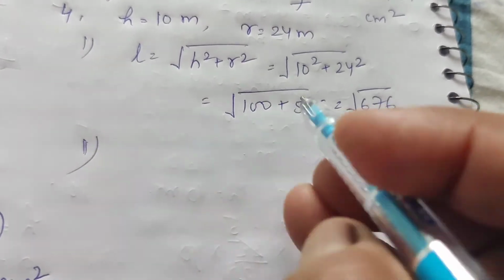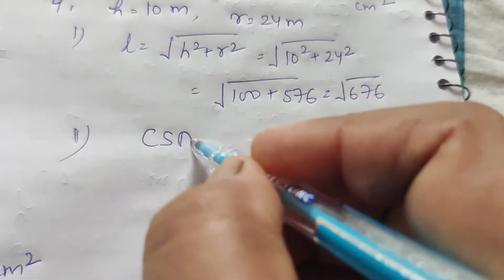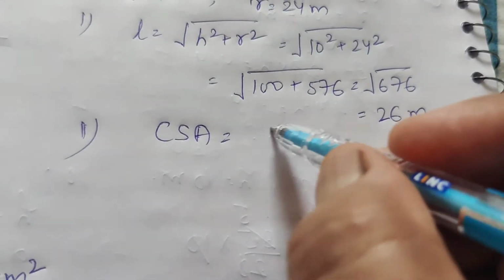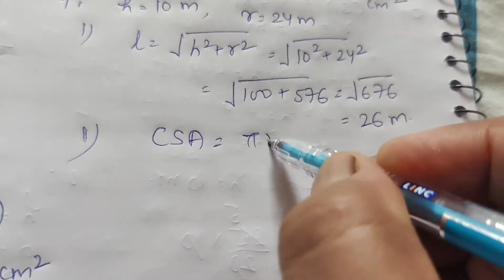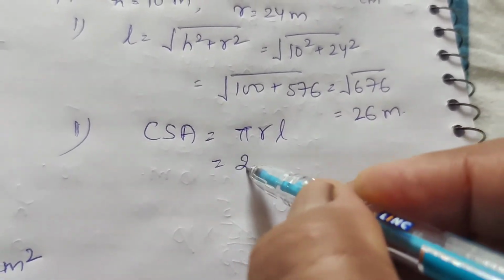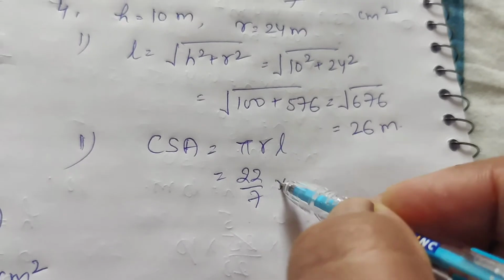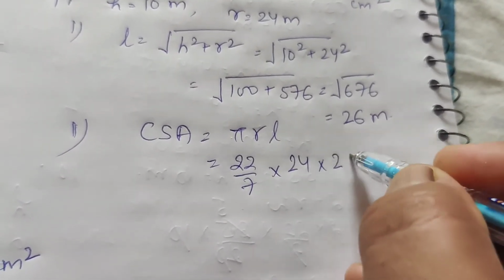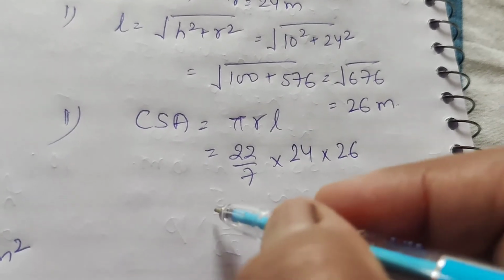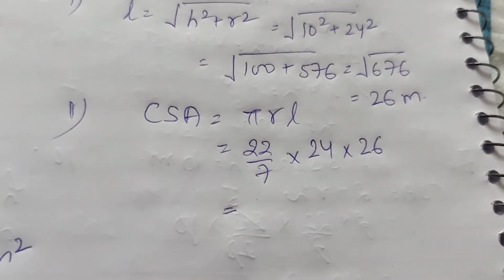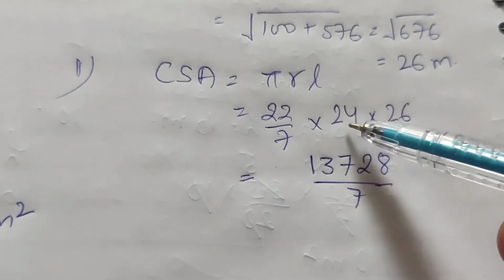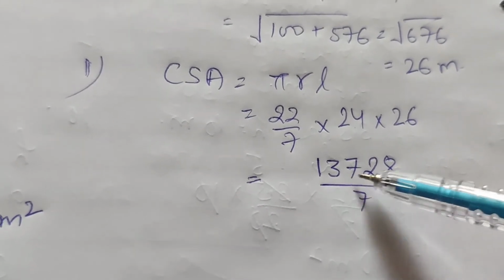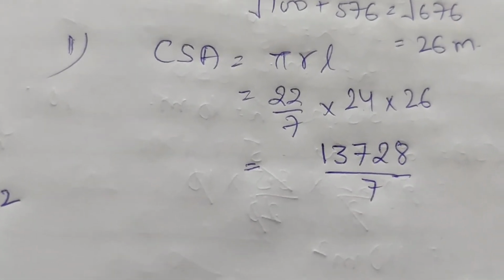And the tent means CSA. CSA means pi r L. Pi is 22 by 7, radius is 24 and L is 26. Now multiply. 22 into 24 into 26 is 13728 by 7.